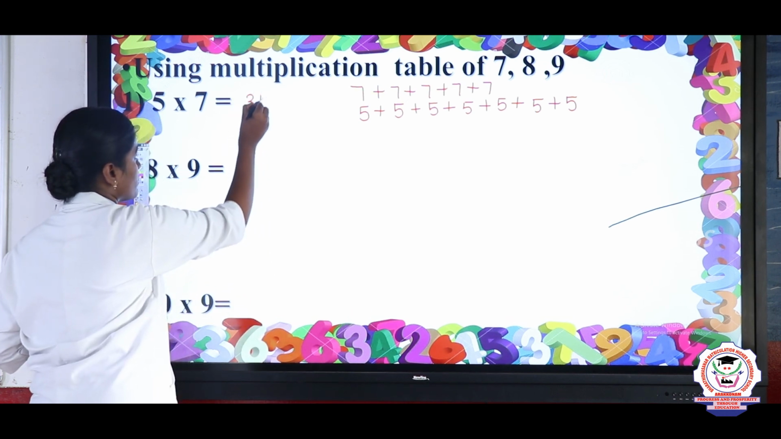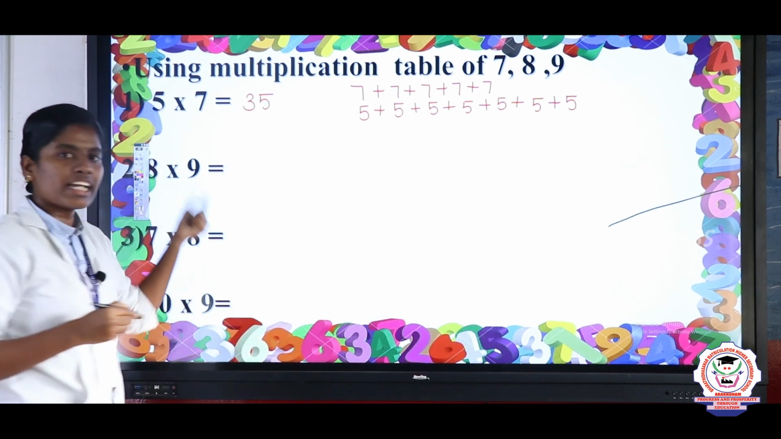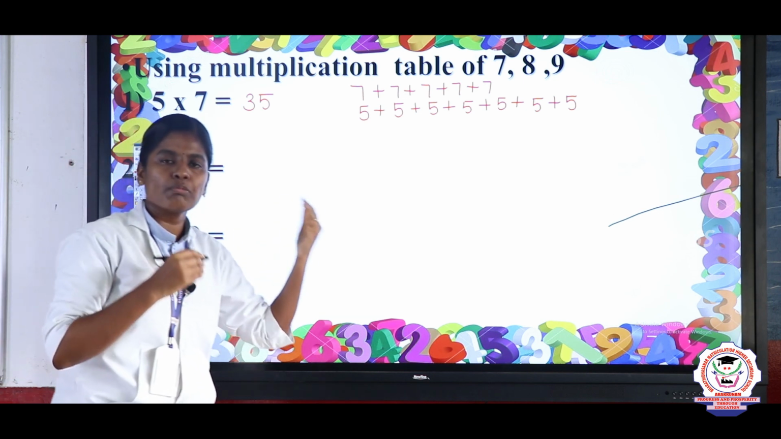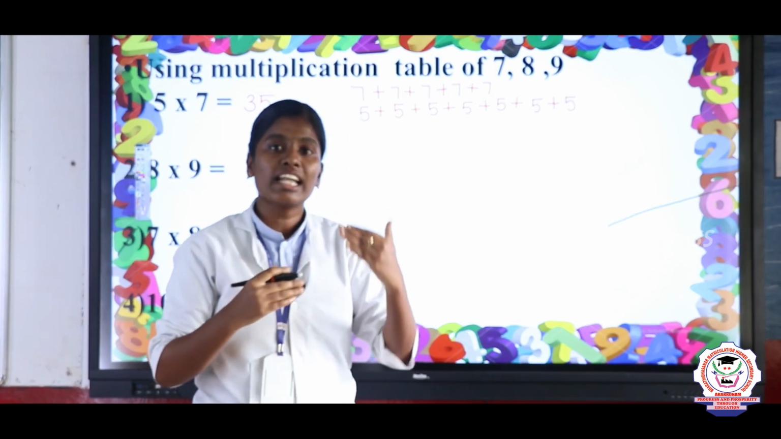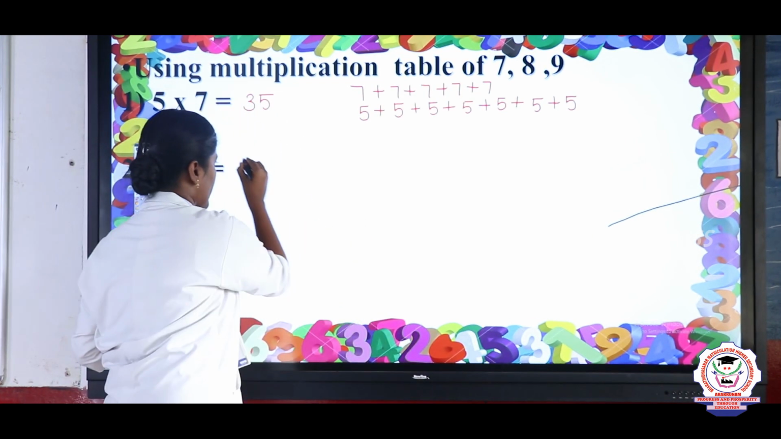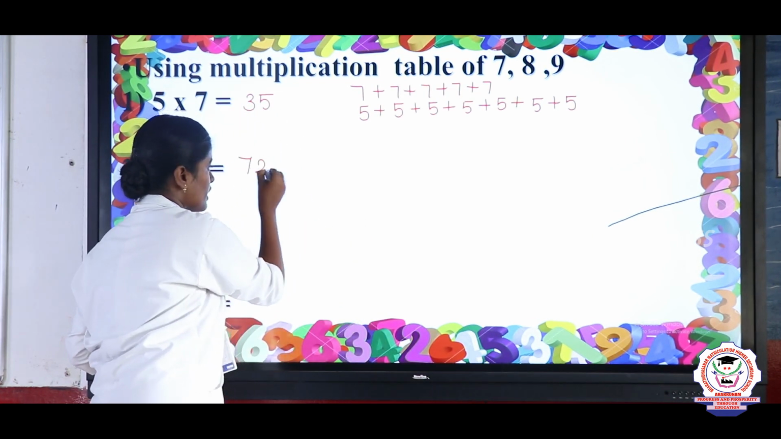Next we will take 8 nines are. So this is 8 times of 9 or 9 times of 8. So what is the answer? 8 nines are 72.